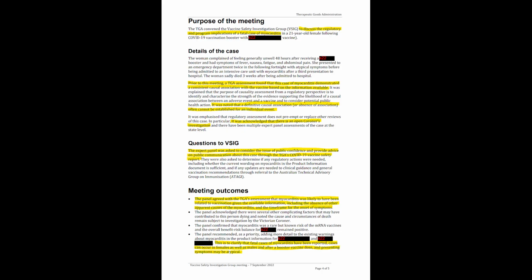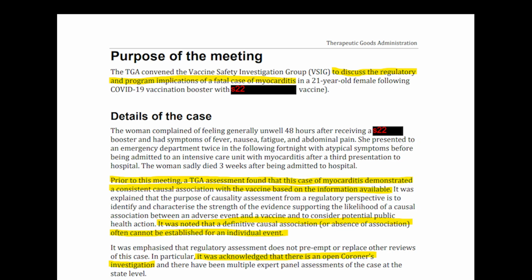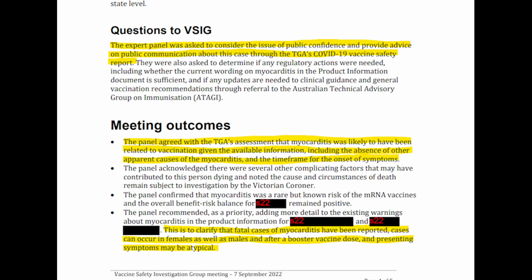Importantly, the VSIG meeting minutes from Natalie's case in September of 2022, which have been released under Freedom of Information, inform us that VSIG was convened to discuss the regulatory and program implications of a fatal case of myocarditis, to consider the issue of public confidence, and to provide advice on public communication about the case. Importantly, VSIG was not convened to confirm causality. They do state that the panel agreed with the TGA's assessment that the death was likely related to vaccination.